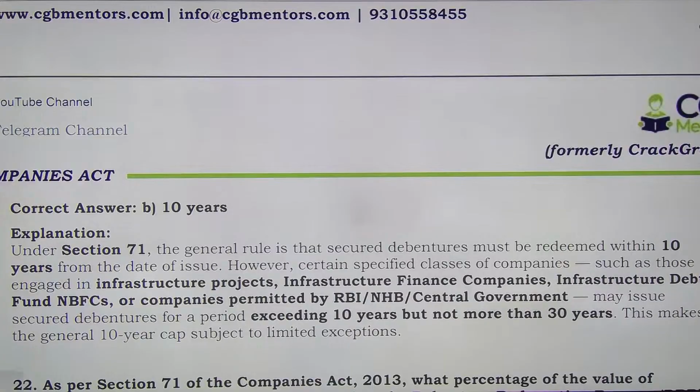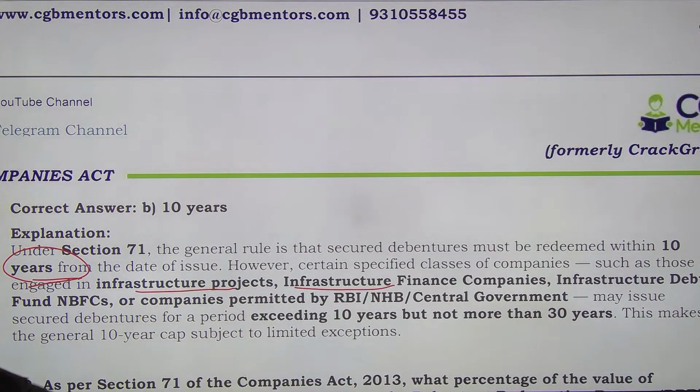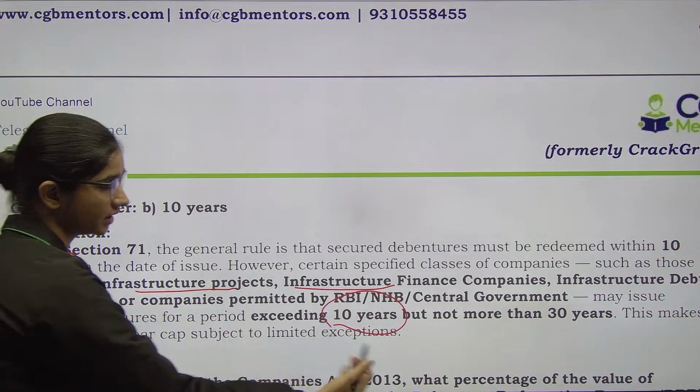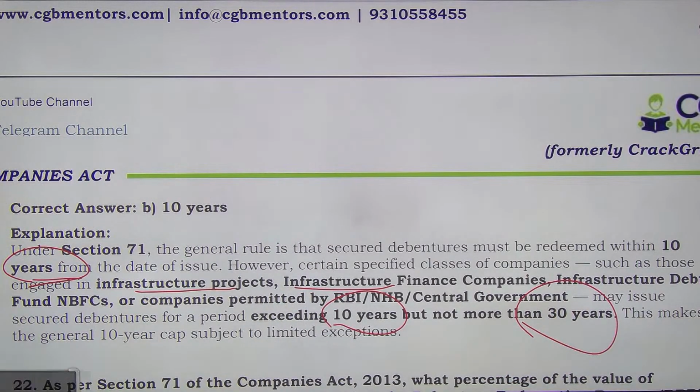next point, which is that if secured debentures have been issued, the maximum period for redemption can be 10 years. But in case of what kind of companies, infrastructure or any other kind of company, it can be how much? It can be more than 10 years also, but the maximum will be 30 years. Okay, so this was all about the section number 71 question.